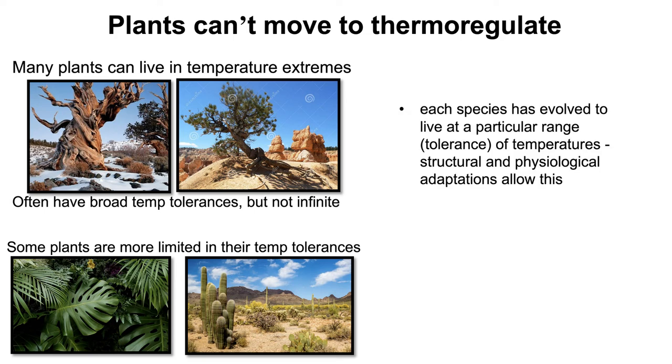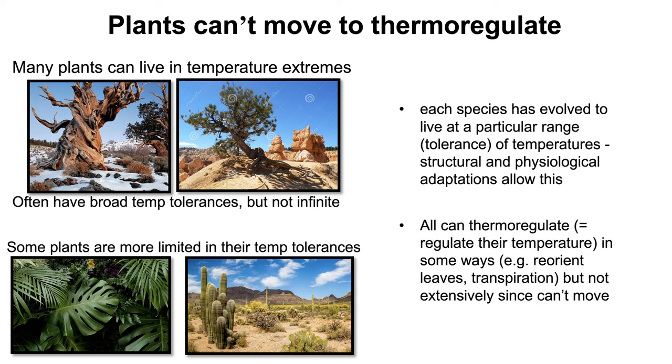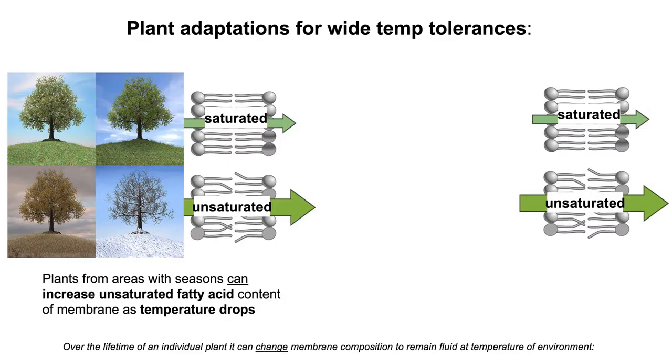So each species of plant has evolved to live at a particular range of temperatures, and they have structural and physiological adaptations that allow them to do this. And all plants, despite being stuck in one place, do have the ability to thermoregulate. Not in the same regard as animals do. They're able to tolerate a much larger range of temperatures, but they can still thermoregulate, whether it's reorienting the leaves or transpiration. But it's not as extensive or as precise, because they don't have the ability to move. So let's talk about some of those adaptations that plants have for wide temperature tolerances.